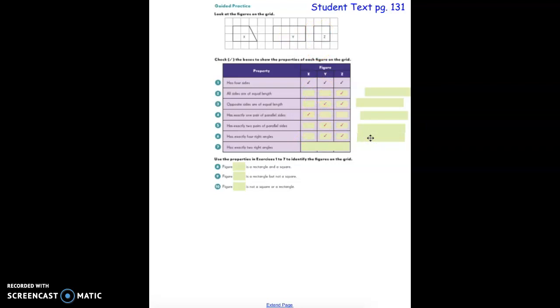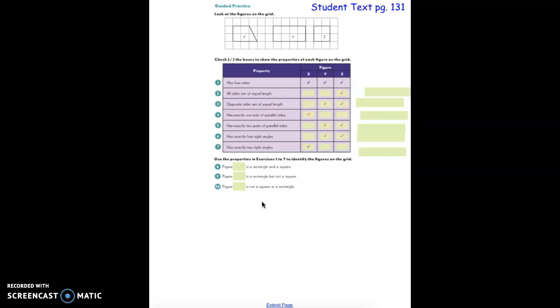Man, we're doing well. Has exactly 2 right angles. Well, we already answered that one too. I bet you're thinking in your head, it's X, Mrs. Hubert, it's X. You're right. So, figure blank is a rectangle and a square.